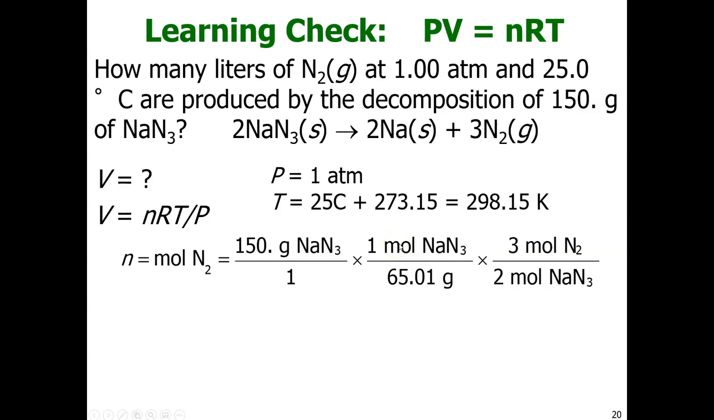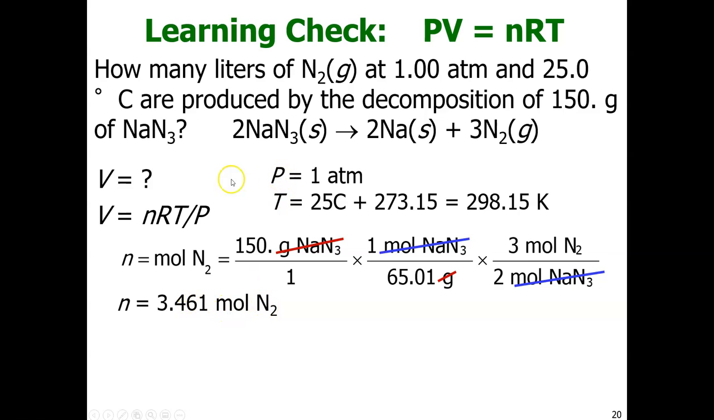Now I need to use the coefficients to give me an equivalence between these compounds so that I can get moles of N2 out. For every 3 moles of N2 gas, that's equivalent to 2 moles of NaN3. So it's a 3:2 ratio based off of the coefficients. The grams cancel out, the moles of NaN3 cancel out, and I'm left with moles of N2. So here I have 3.461 moles of N2.